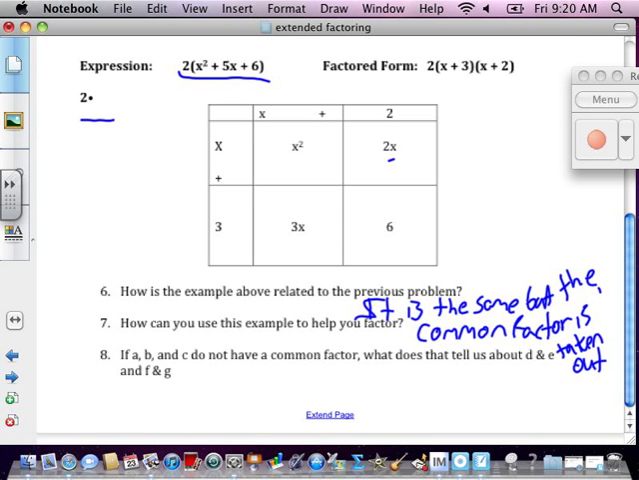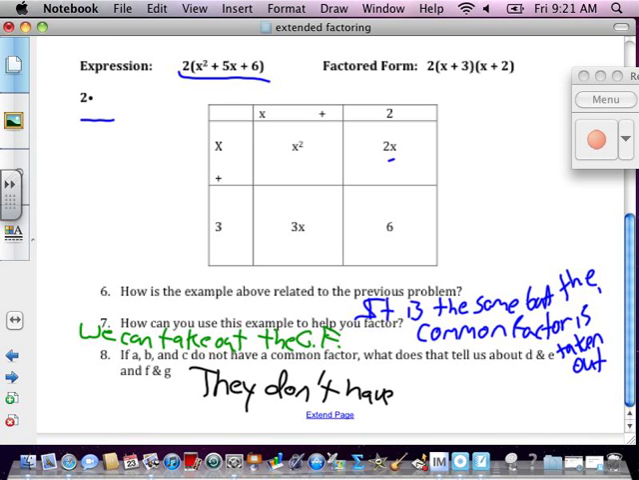Okay, let's look at 7. How can you use this example to help you factor? You can take out the common factor. We can take out B. I'm going to put CF for common factor. If A and B and C do not have a common factor, what does this tell us about D, E, and F, G? No. They don't either. They don't have a common factor either.